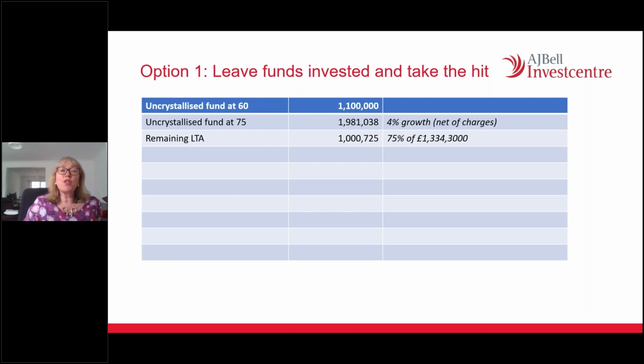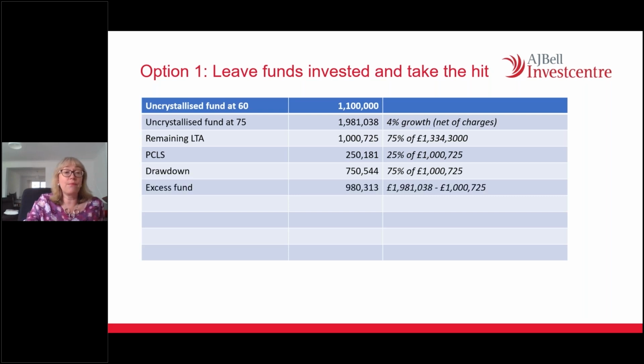Now, if you remember, he's already had a crystallisation event. So he's already used up 25% of his lifetime allowance. He's got 75% still remaining. And if you take that of the lifetime allowance I worked out at age 75, then he's got remaining lifetime allowance left of 1,725,000. From that, he's going to take some cash, 250,000, and the rest, 750,000, is going to go into drawdown.